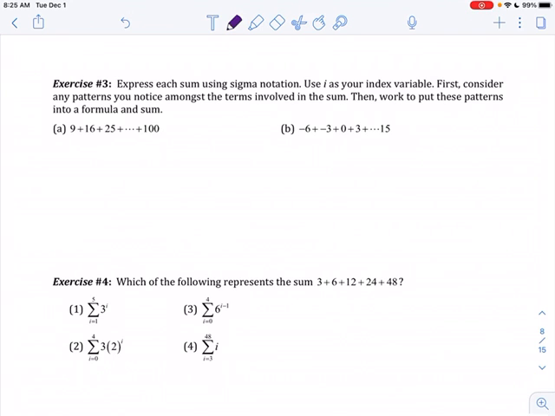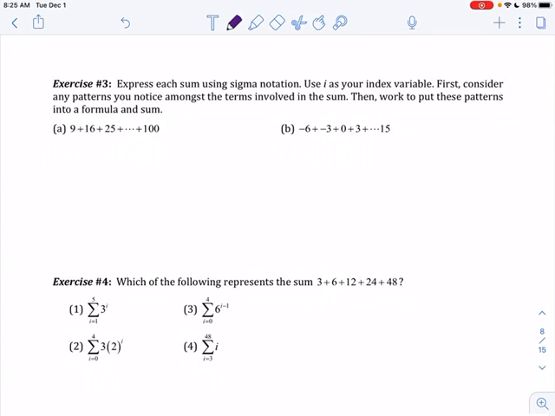All right, so this is definitely a little bit harder. I want to express each sum using sigma notation. Use i as your index variable. First consider any patterns, so I've got to look for patterns involving the terms. Then work to put those patterns into a formula and a sum.